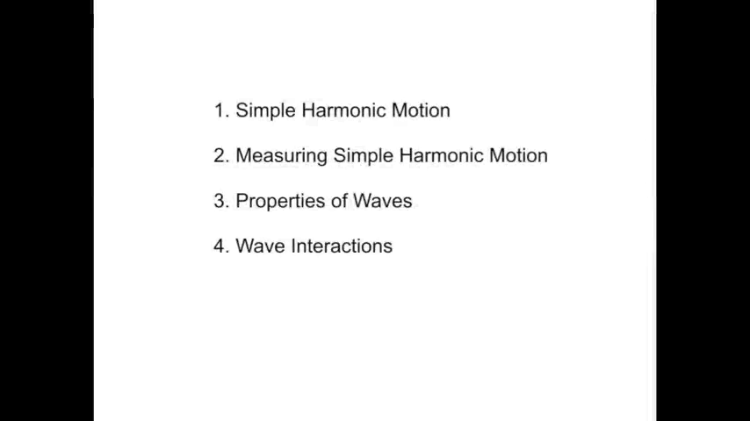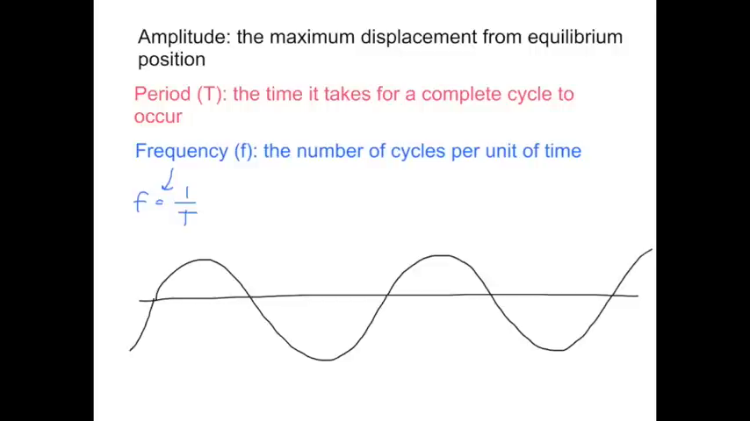I've previously gone over Chapter 11, Section 1, which was simple harmonic motion. Now we're moving on to Chapter 11.2, which is measuring simple harmonic motion. In this section, we're going to start to look at waves, and in order to do so, I'm going to define some basic terms that will help us to study these waves.